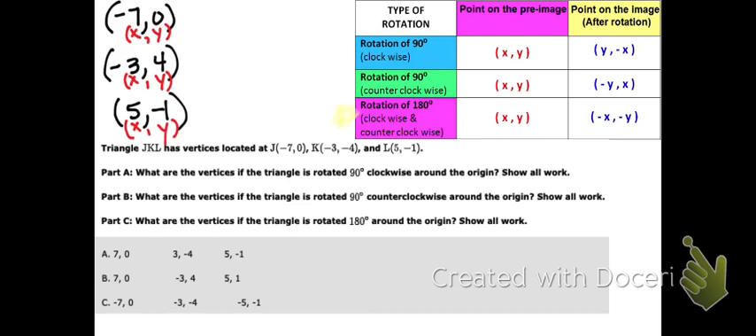And then lastly, we're going to rotate these 180 degrees for part C. So we're going to use this rule right here. So here, we're not changing the x and y. It's still x, y, but we're doing the opposite sign of both of them. So let me show you one of those, and then you can do the other two.